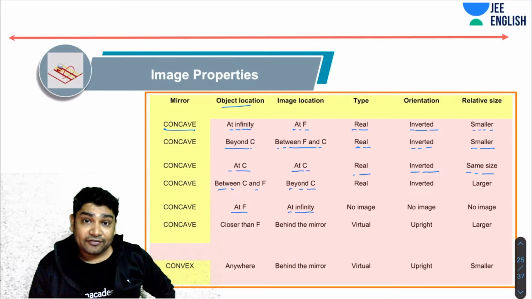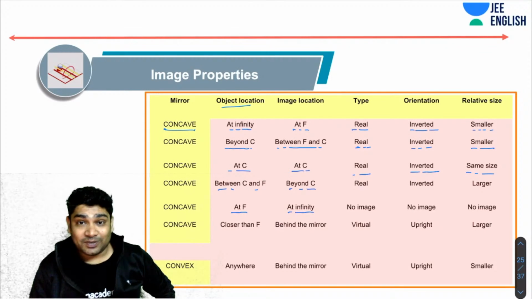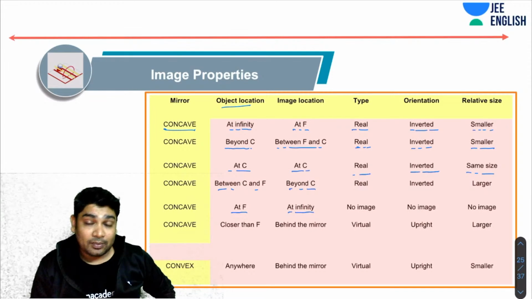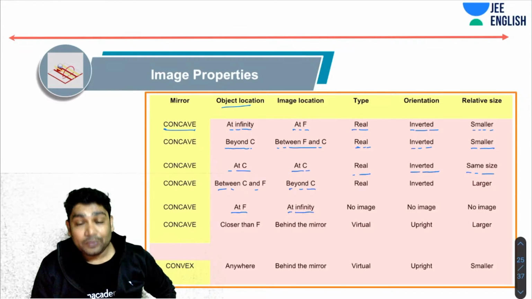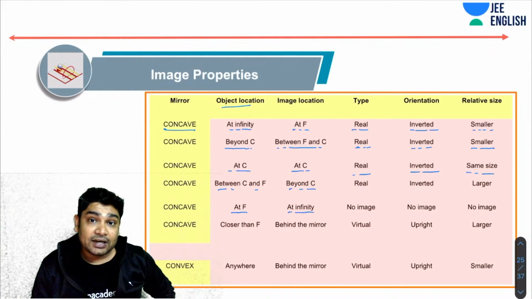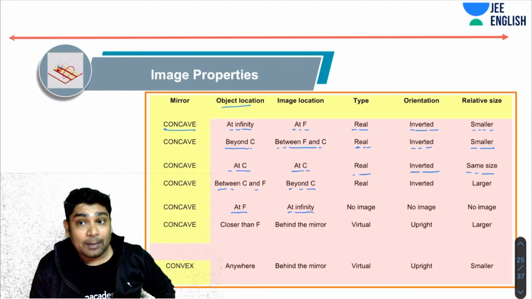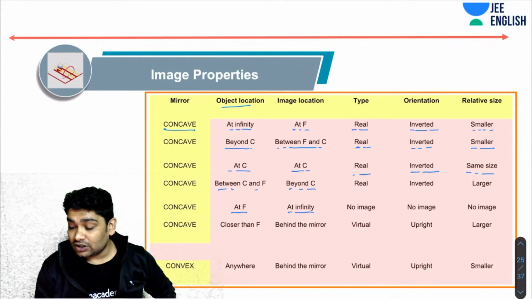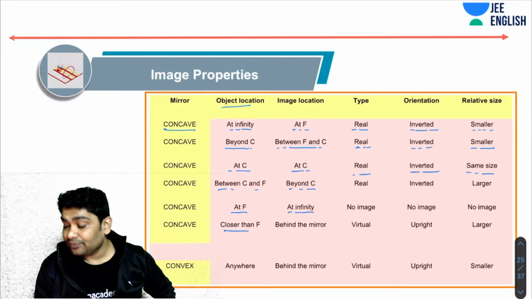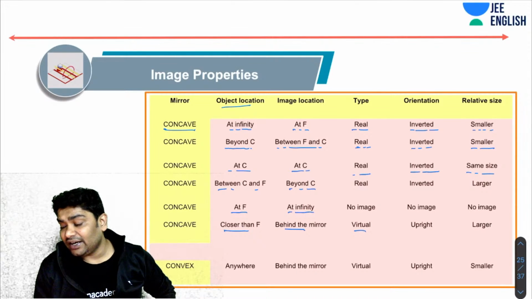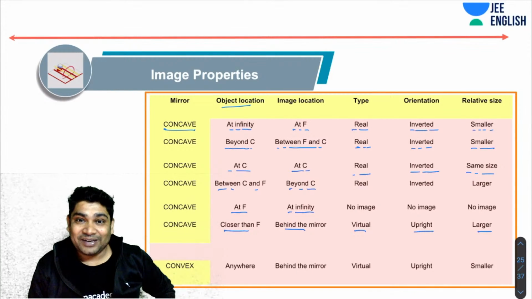Then, if the object is placed between F and the pole, now this is a special case, then the image formed is behind the mirror, it is virtual, it is upright, and it is larger. So this is a very interesting case. Again, you can verify this using ray tracing also, so not a big deal.